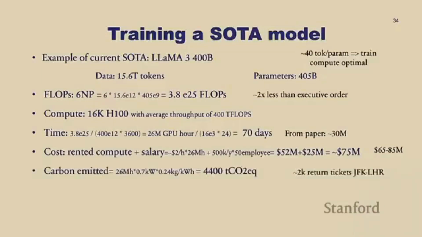Carbon emitted. A lot of people might ask, also, the cost is not the only thing that is important. So I did the computation. It's around 4,000 tons of CO2 equivalent. That is actually only 2,000 return tickets from JFK to London. So right now, carbon emitted is, I mean, it's huge, but it's not meaningful yet. I think in maybe GPT-6, GPT-7, once you multiply this by 100, that might become a real issue. Right now, it's still not, I think, an issue in the grand scheme of things.